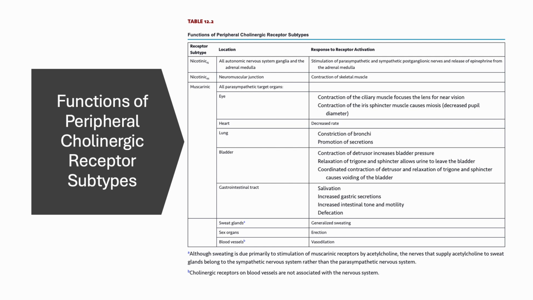Now, muscarinic cholinergic receptors on blood vessels, we actually have to discuss a little bit separately. These receptors are not associated with the nervous system. So, in that regard, there are no autonomic nerves that terminate at the vascular muscarinic receptors. It is important to note, though, that regardless of the physiologic relevance, the cholinergic receptors on the blood vessels still do have pharmacologic significance. We know that there are drugs that are able to activate these receptors that will cause vasodilation and then in turn will cause your blood pressure to fall.